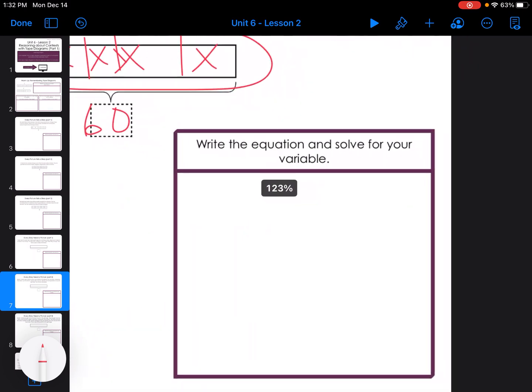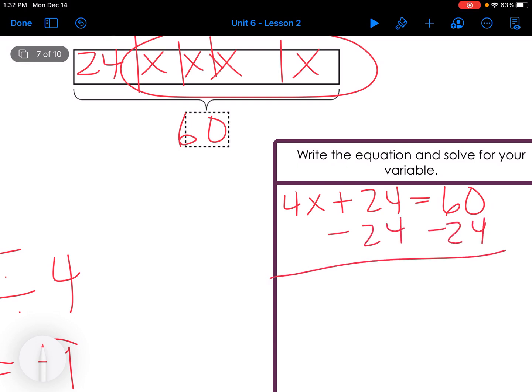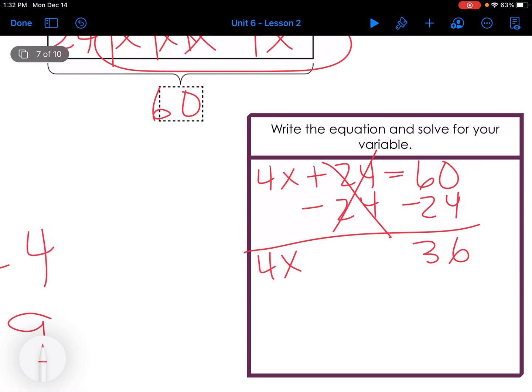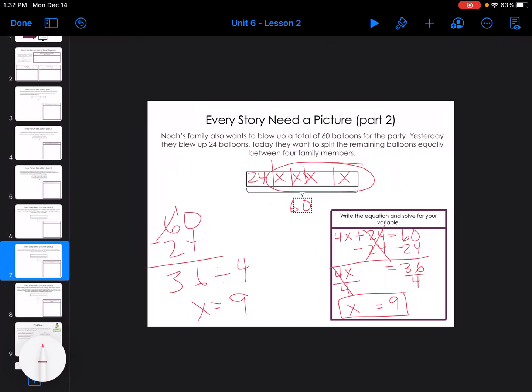So now I'm going to write an equation. So I have 4 x's, and then I have the 24 balloons they blew up yesterday, and that's all equal to 60. So I'm going to zero out. So I end up with 36. That creates a 0 pair, so I'm left with 4x. Now I want to find out what it is for 1x. So instead of multiplying by 4, I'm going to divide each side by 4 because 4 divided by 4 leaves me with 1x. 36 divided by 4 is 9. So each family member blew up 9 balloons.